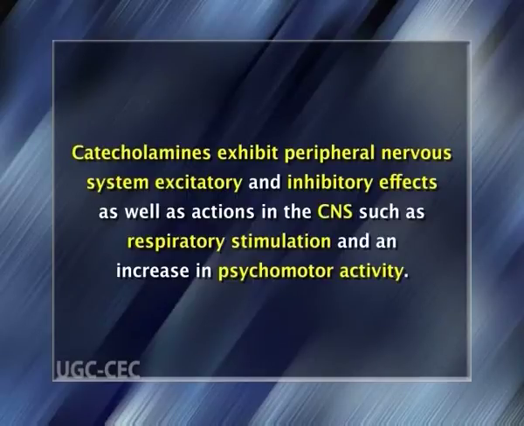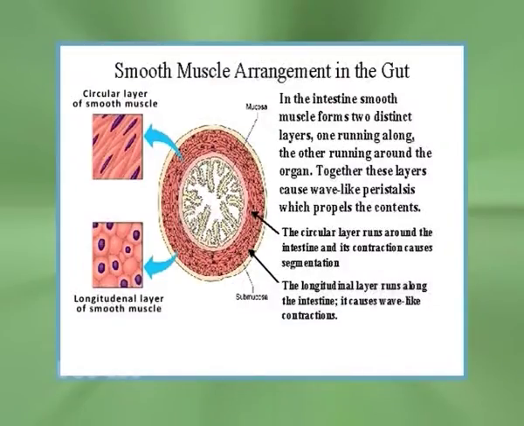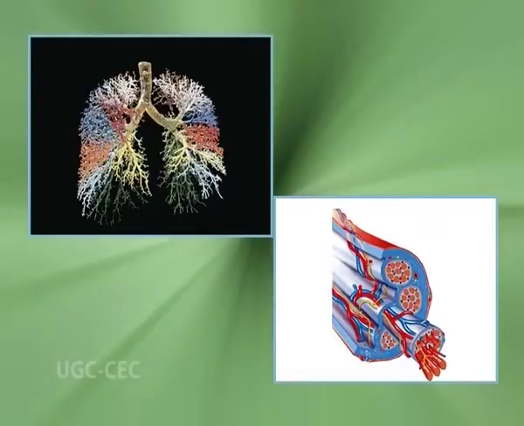Catecholamines exhibit peripheral nervous system excitatory and inhibitory effects as well as actions in the central nervous system such as respiratory stimulation and an increase in psychomotor activity. The excitatory effects are exerted upon smooth muscle cells of the vessels that supply blood to the skin and mucous membranes. Cardiac function is also subject to excitatory effects, which leads to an increase in heart rate and in the force of contraction. Inhibitory effects, by contrast, are exerted upon smooth muscle cells in the wall of the gut, the bronchial tree of the lungs, and vessels that supply blood to skeletal muscles.